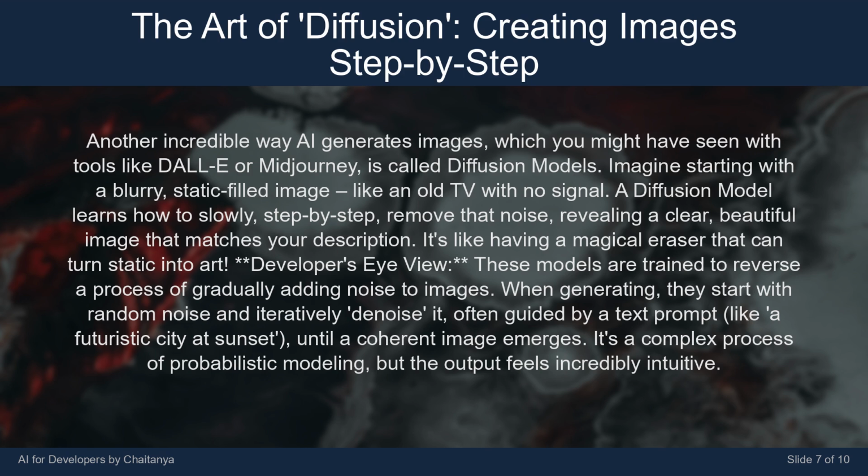Developer's eye view: these models are trained to reverse a process of gradually adding noise to images. When generating, they start with random noise and iteratively denoise it, often guided by a text prompt, like a futuristic city at sunset, until a coherent image emerges. It's a complex process of probabilistic modeling, but the output feels incredibly intuitive.